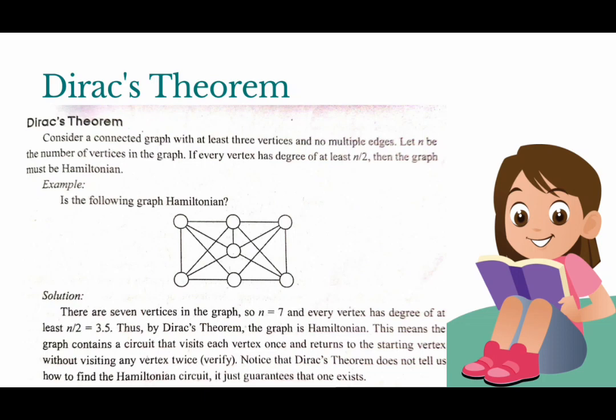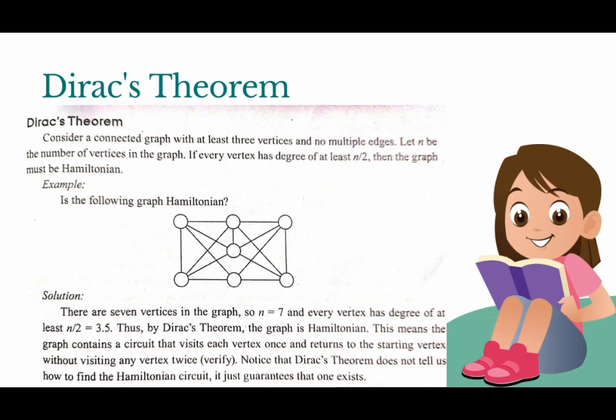Example, is the following graph Hamiltonian? There are 7 vertices in the graph, diba? So n equals 7, and every vertex has degree of at least n over 2, or 3.5, kasi hinati natin yung 7. Thus, by Dirac's theorem, the graph is Hamiltonian. Ano ibig sabihin nun? This means that the graph contains a circuit that visits its vertices once and returns to the starting vertex without visiting any vertex twice. Tingnan niyo, Dirac's theorem does not tell us how to find the Hamiltonian circuit. It just guarantees that one exists. Okay.